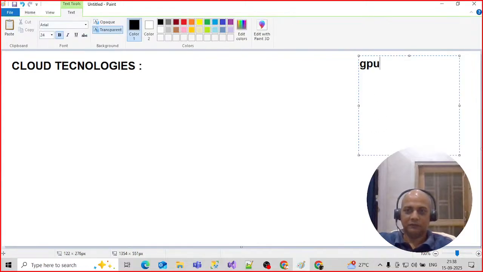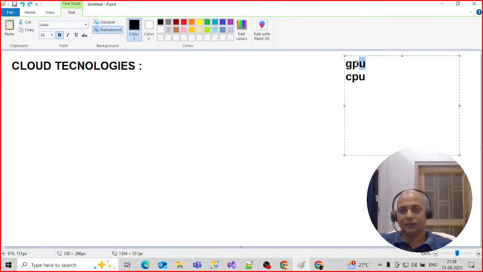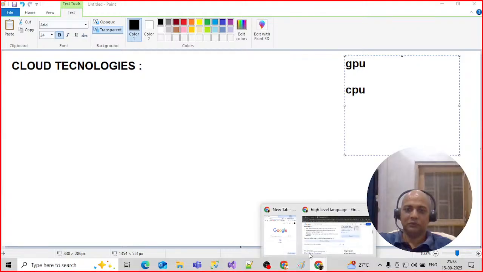GPU and CPU. Have you heard about them? Yes. The CPU is in your laptop, and the GPU. We have a GPU, but a very small one. But we are using generative AI, machine learning, all that. So we need a better GPU, right?